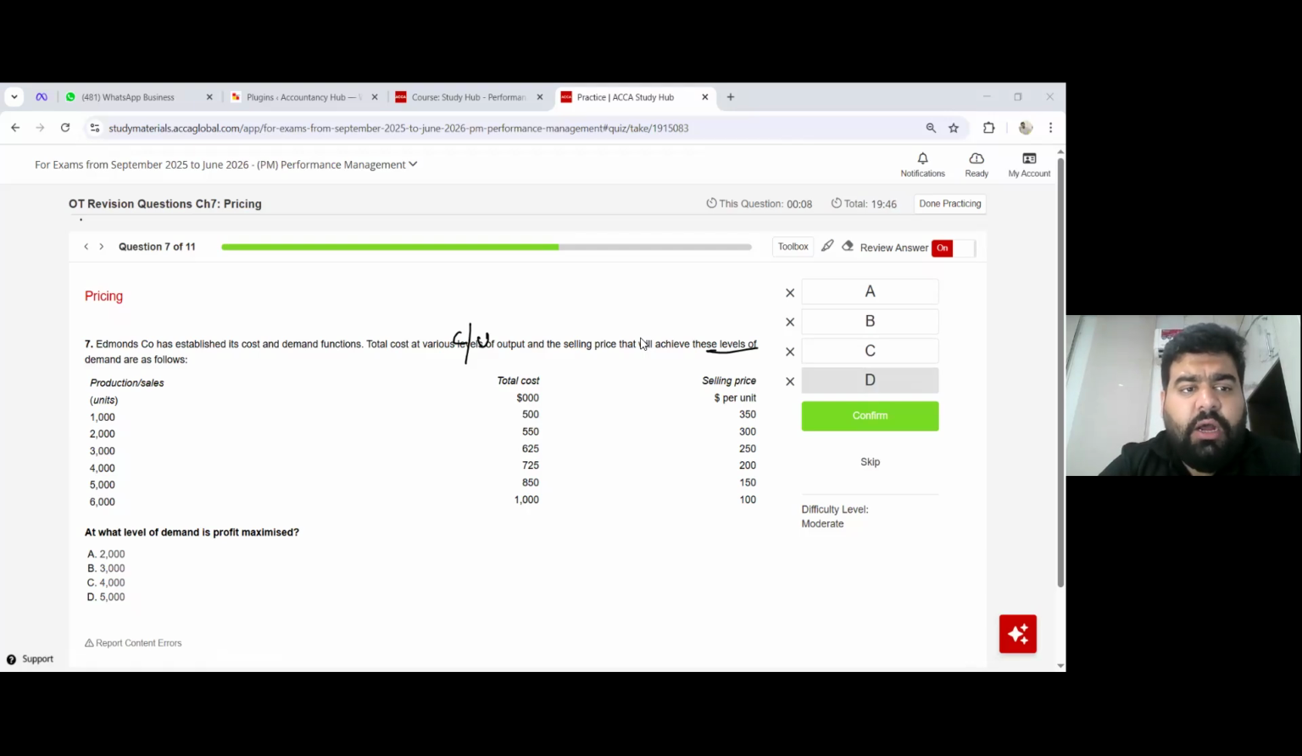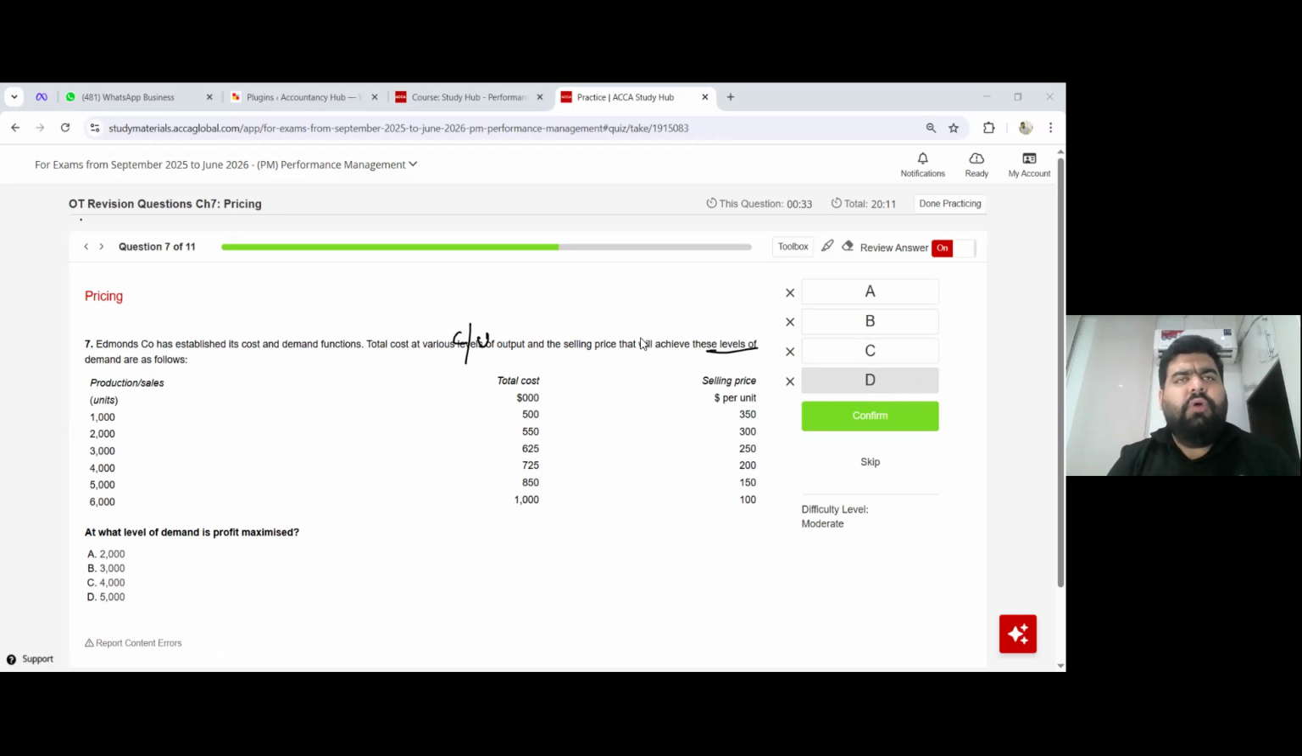Okay, so actually this question can be done through the marginal cost concept, but the main issue here that I'm seeing is that marginal cost is the increase in cost when there is an increase in one unit, like going from one unit to two units.